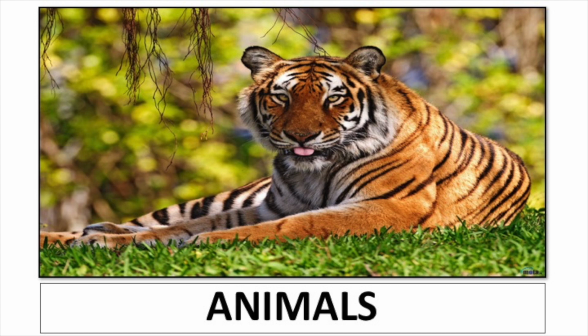Next we have animals. What type of animal is this? Tiger, yes. Tigers are an animal and therefore another example of natural resources. Because when mummy tiger and daddy tiger get together and make a baby tiger, that's natural.